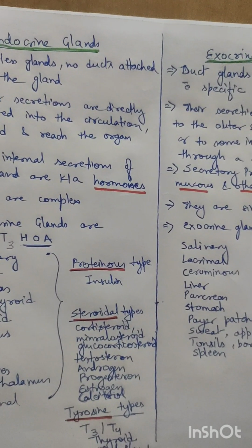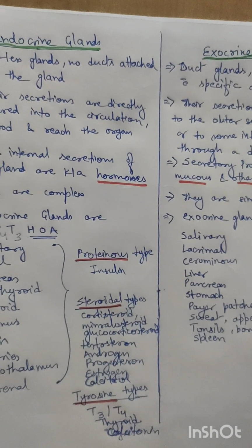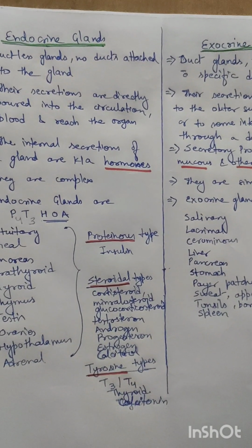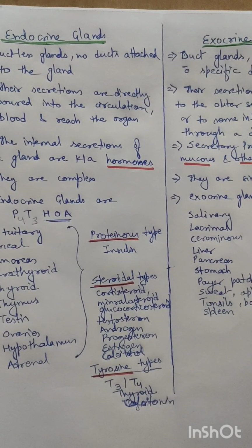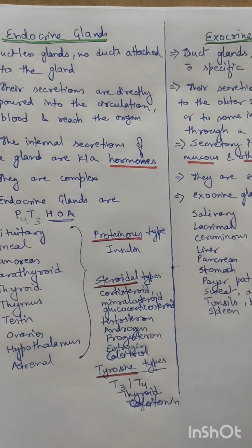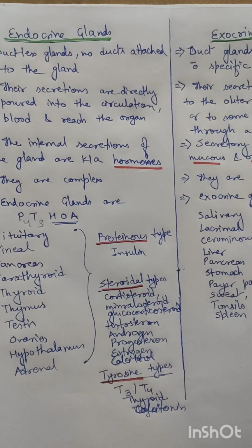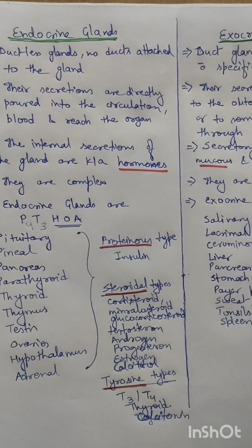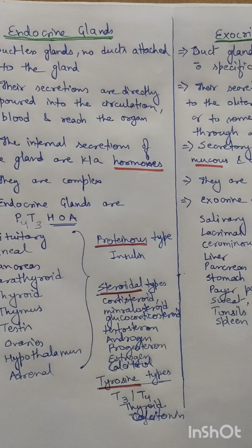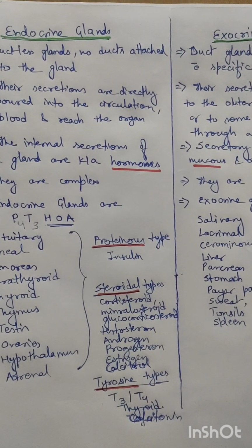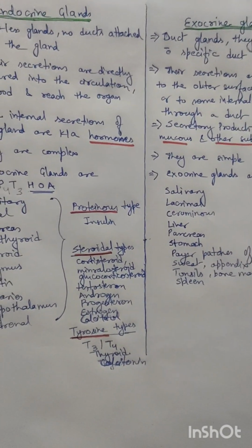Hello students, in today's lecture we're going to see the exocrine glands and endocrine glands. What are the basic differences between them? We are studying these glands so that we can differentiate between the endocrine and exocrine glands. In the coming lectures we are going to study endocrinology, meaning we will study different types of glands in detail. These glands are very important, so we have to study them in detail. Before going to that topic, we have to make very clear what exocrine and endocrine glands are and why they are called so.